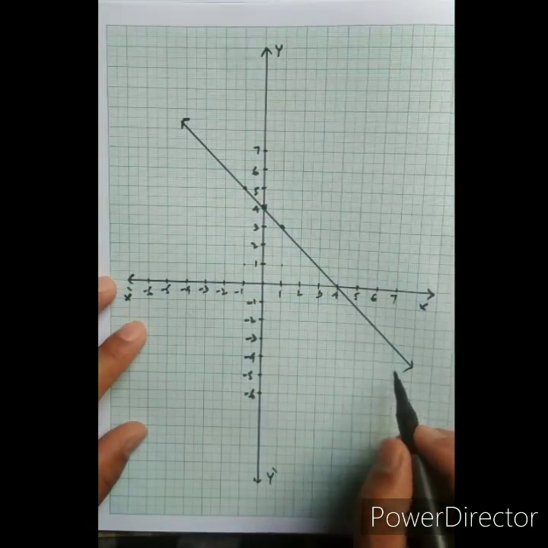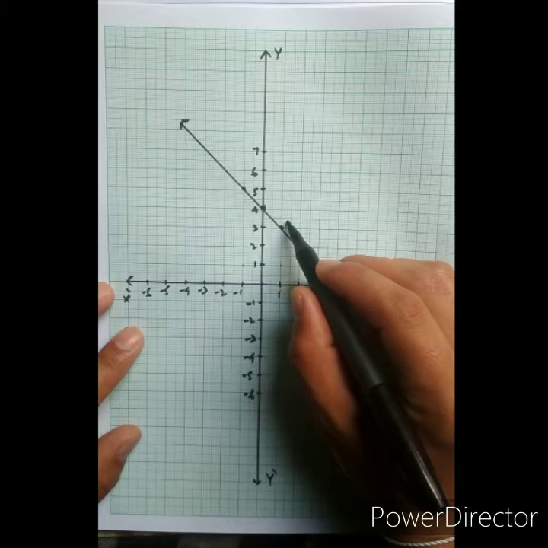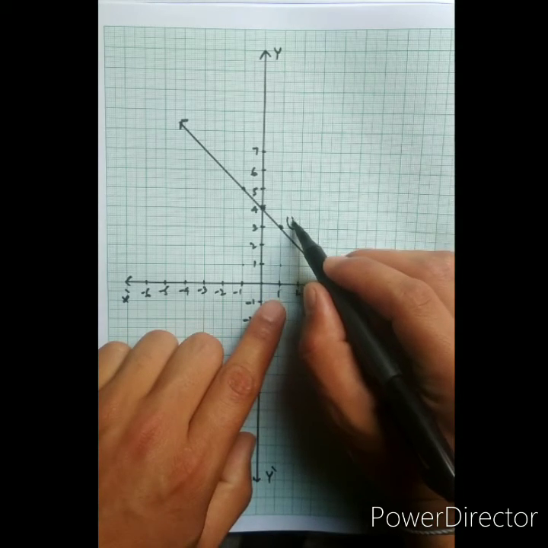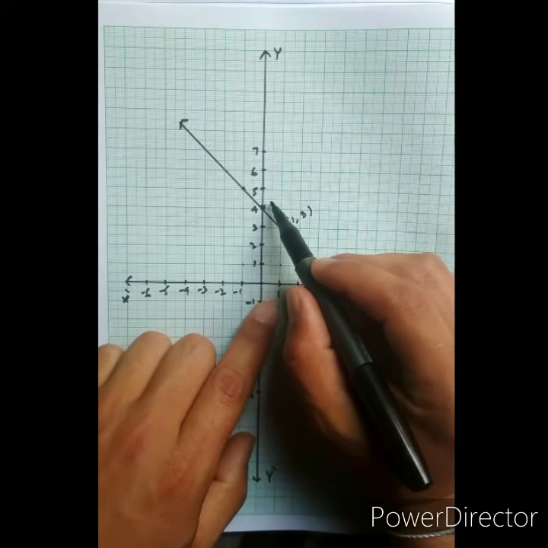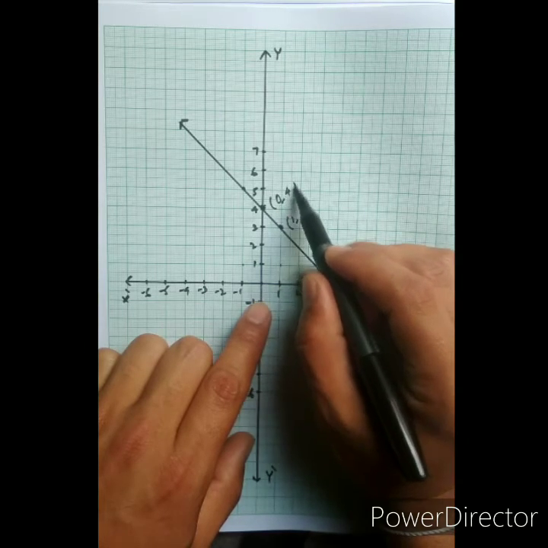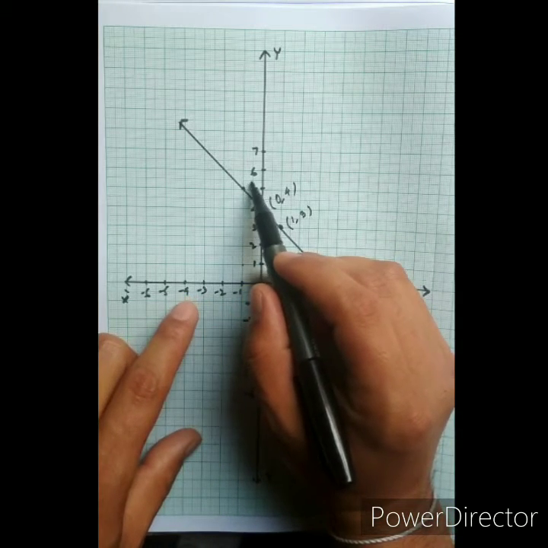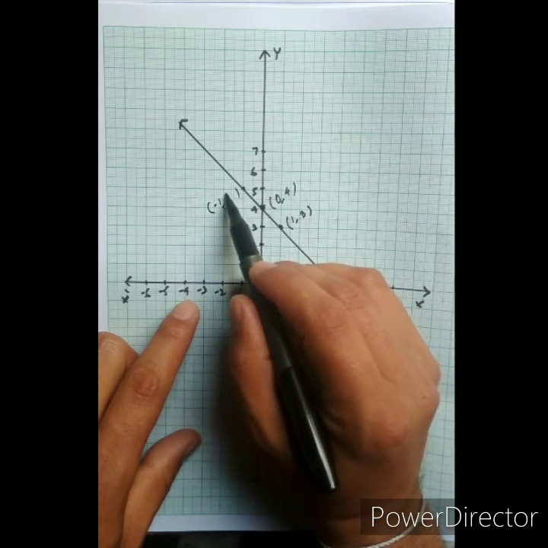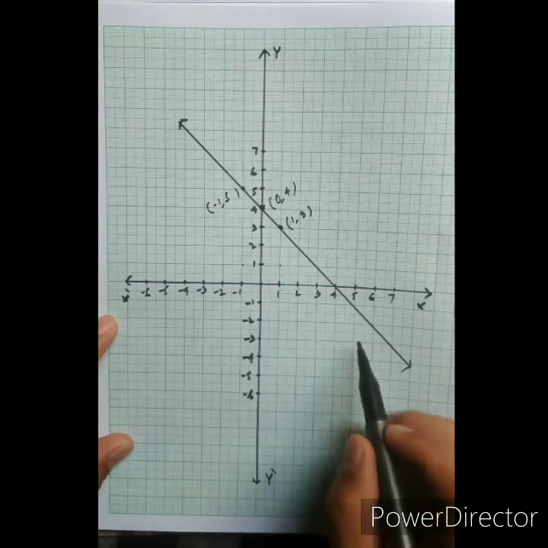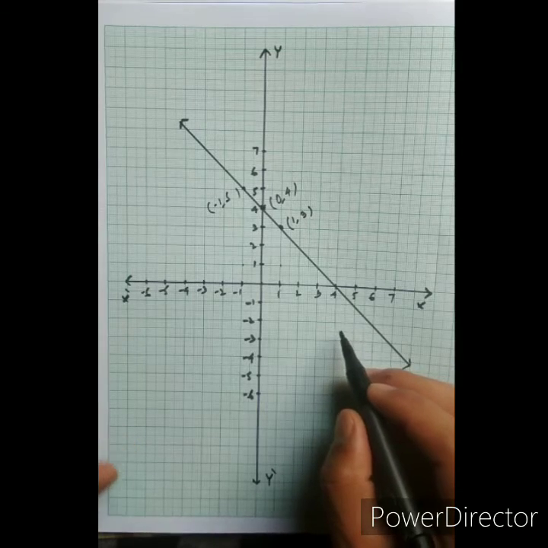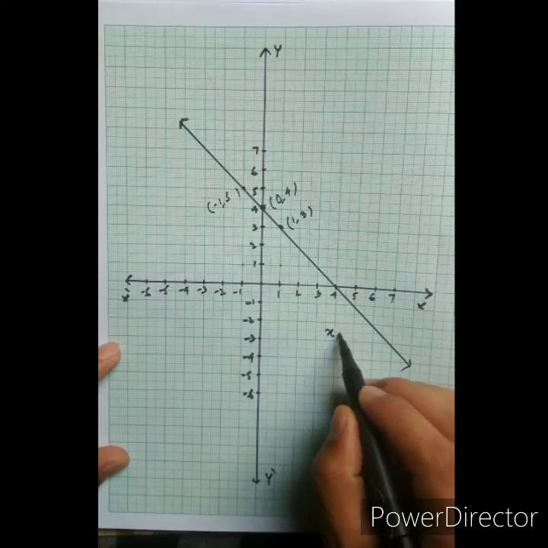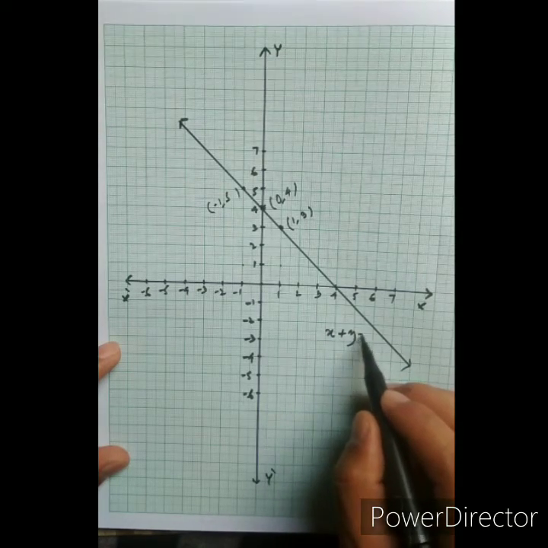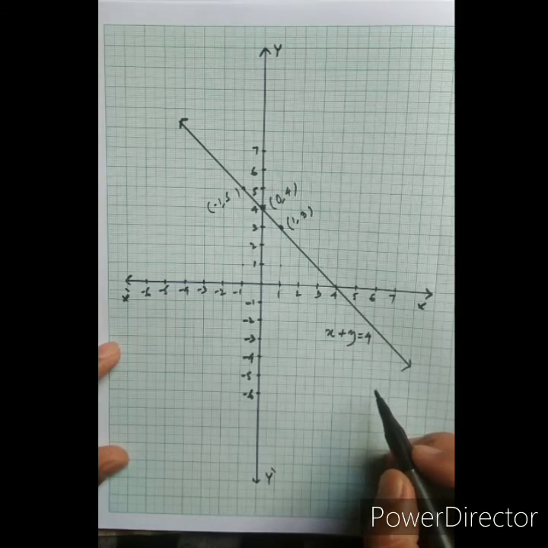So we get a straight line here. We'll give the coordinates here. This is x 1, y 3. This is x 0, y 4. But for me there's no space here, so I'll just write here x minus 1, y 5. And we'll write the name of the equation here. Name of the equation means, what is the equation? X plus y equal to 4.